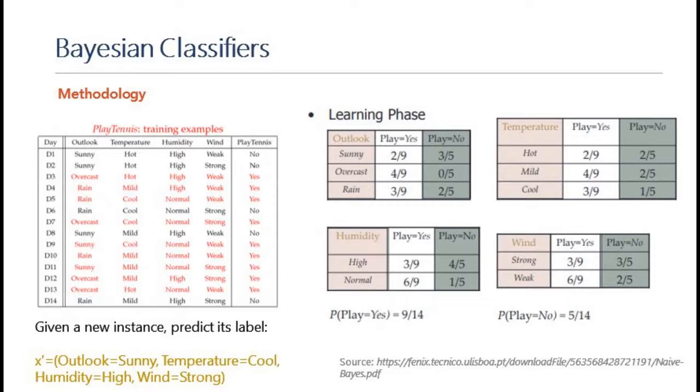Our idea is that once we have a new instance, let's say x prime, which says that the outlook is sunny, the temperature is cool, the humidity is high, and the wind is strong, we have to predict if a person is going to play tennis or not. So how do we do that?